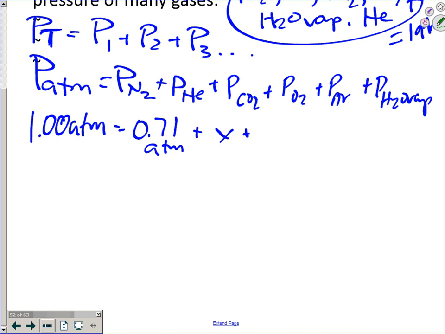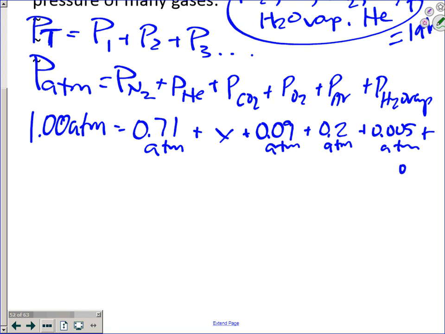I could tell you 0.09 atmospheres for carbon dioxide plus 0.2 for oxygen and 0.005. I could keep making these up. This may not equal 1, but the idea is I could give you a lot of values, and all of these summate to 1. You could solve for x by doing what? Just subtract them all from 1.